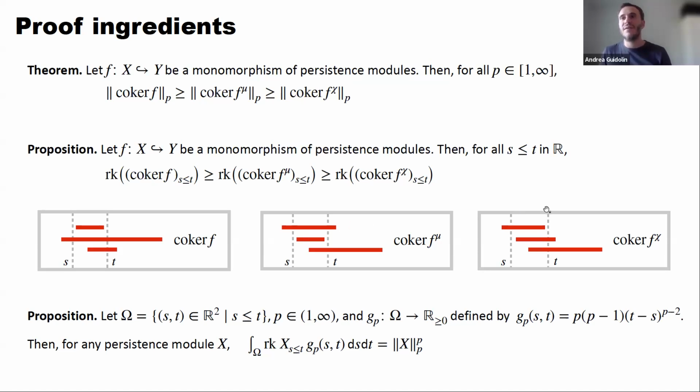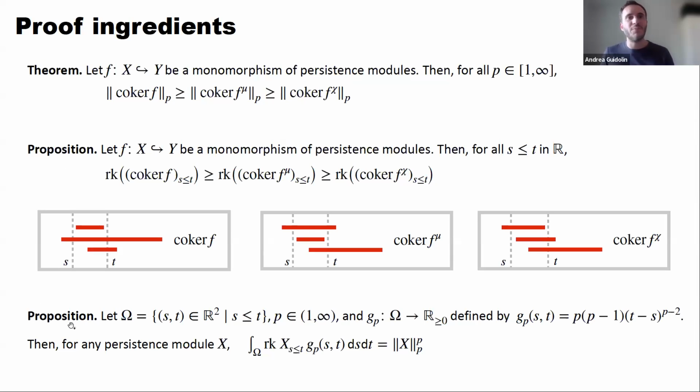And the rank of the co-kernel of the Bauer and Lesnick matching is actually 0 here because there's no bar going across. So this is an example for this inequality. If we slide T over to the end of the long bar here, we see that this is an example also for this inequality, the first one. So yeah, we proved this proposition for the rank invariant.